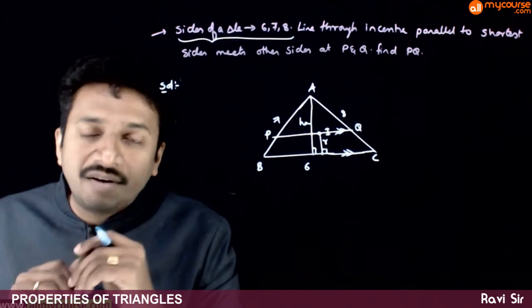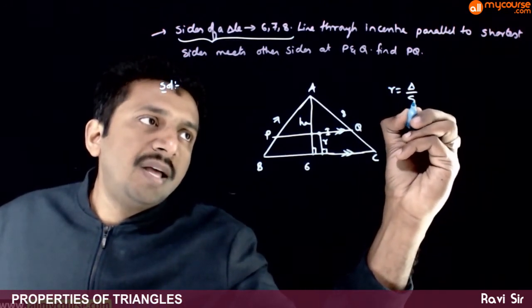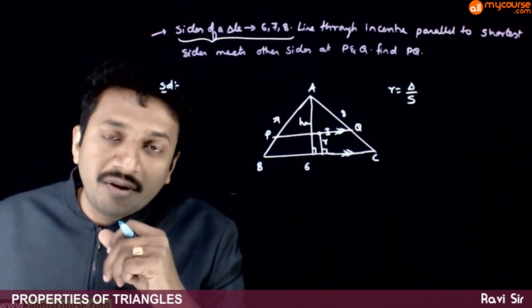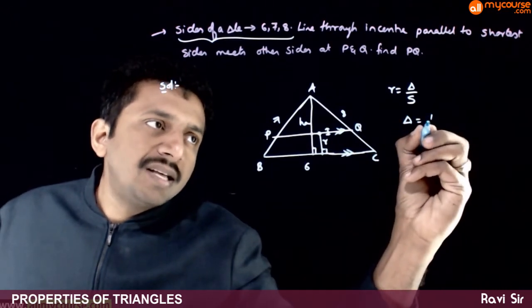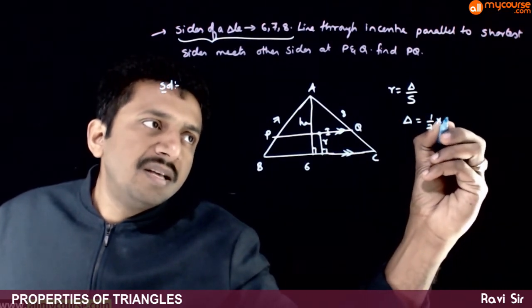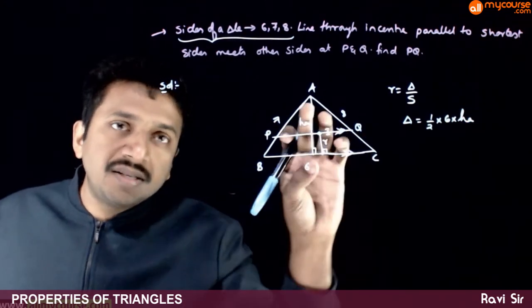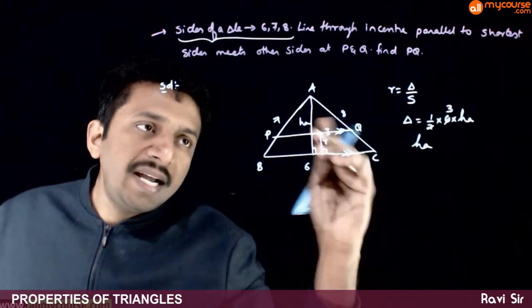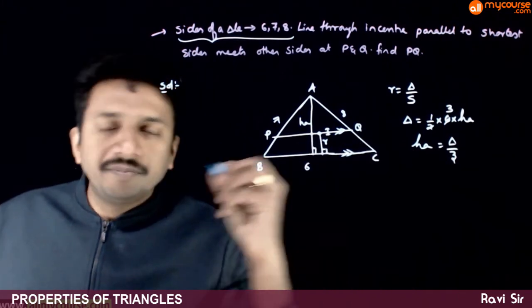Yes, I have standard formulas to do that. So small r will be equal to delta by S. This is the formula for the inradius. And what is HA? Delta can be written as half times 6 times HA. The area of this triangle is half into 6 into HA. So this gets cancelled 3 times. So the height corresponding to A can be written as delta by 3.